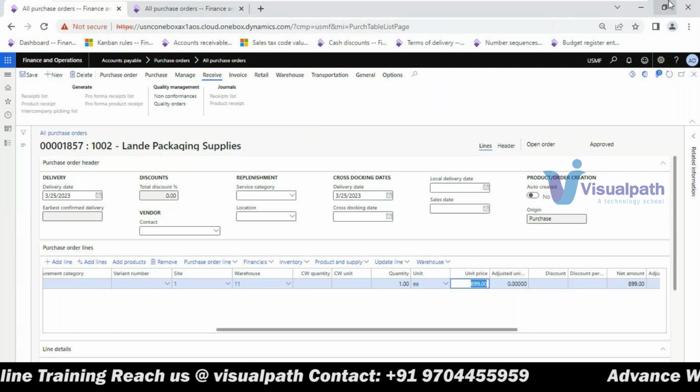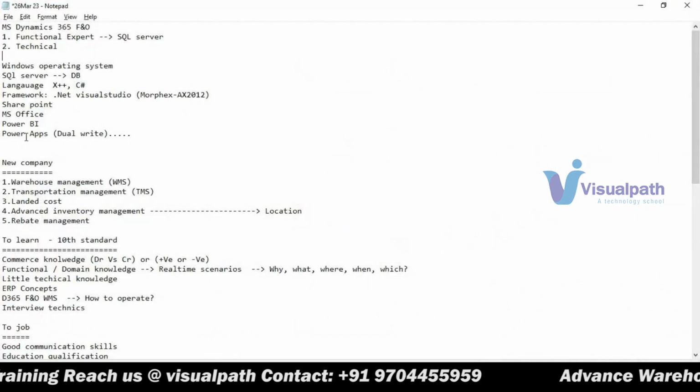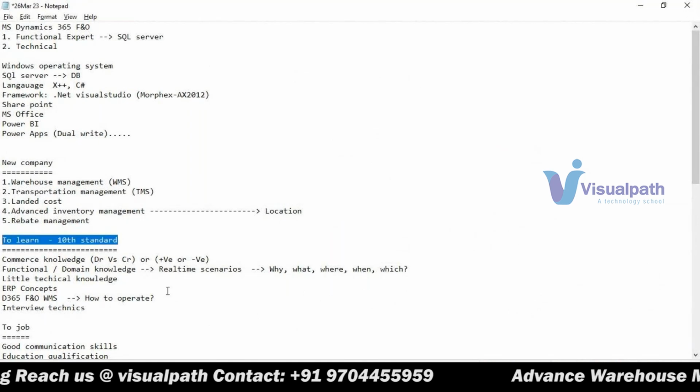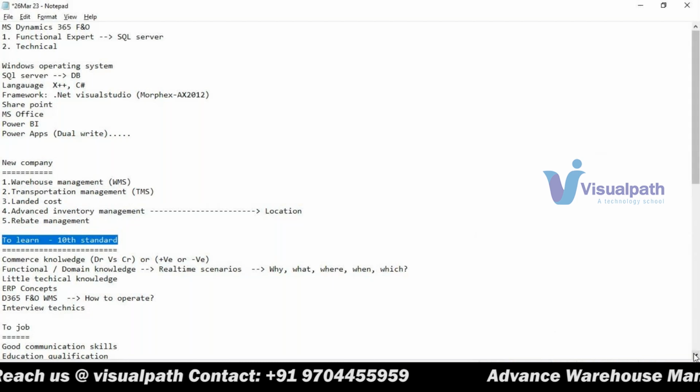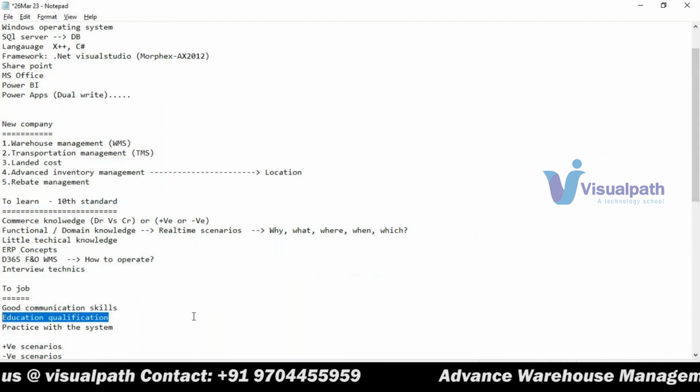That is the reason I told you, 10th standard is enough if I want to teach you. If you have completed your 10th standard, that is enough. But if you want to get a job, yes, educational qualification is required. You should have a degree. The company will look at whether you have a degree.